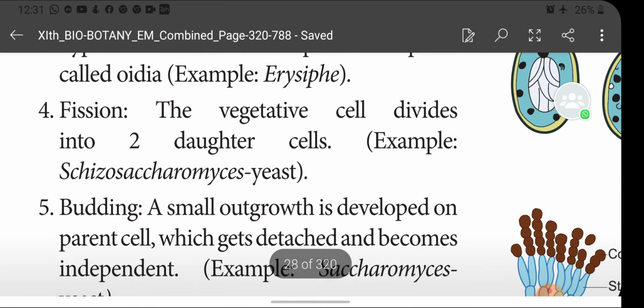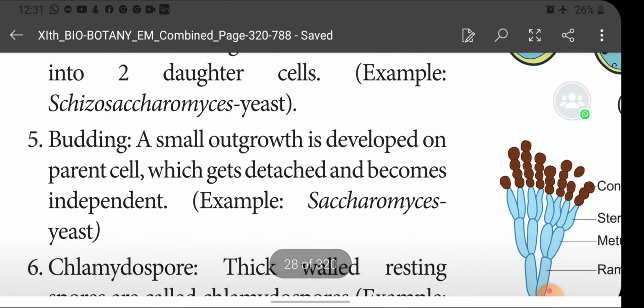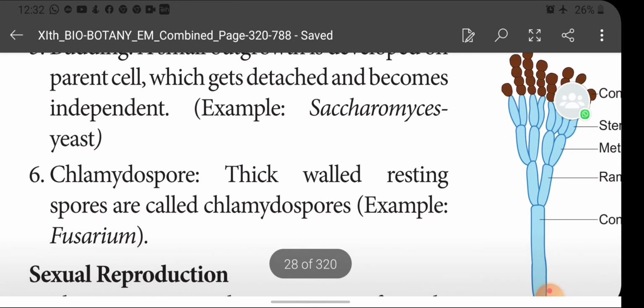In fission, the vegetative cell divides into 2 daughter cells, example Zygosaccharomyces yeast. In budding, a small outgrowth develops on the parental cell, gets detached and becomes independent, example Saccharomyces yeast. Chlamydospores are thick walled resting spores, example Fusarium.